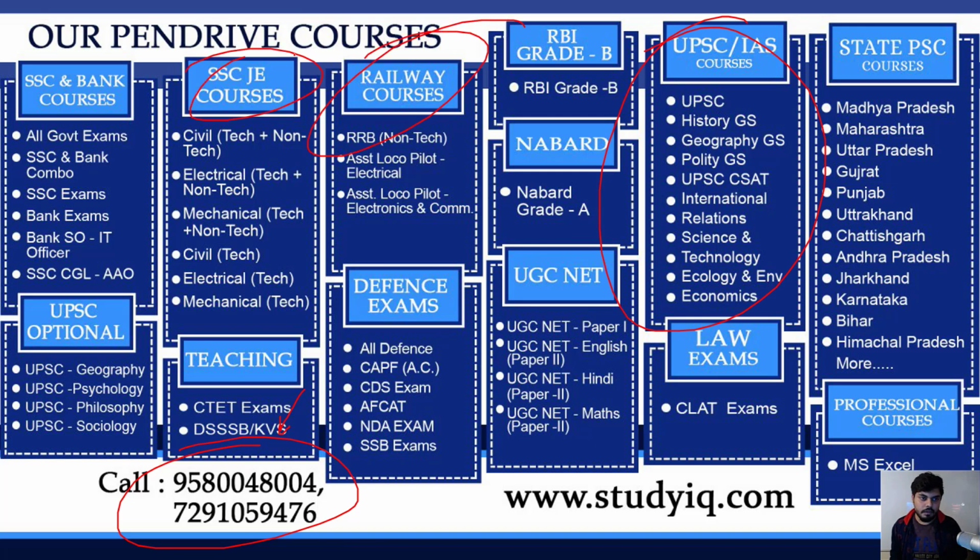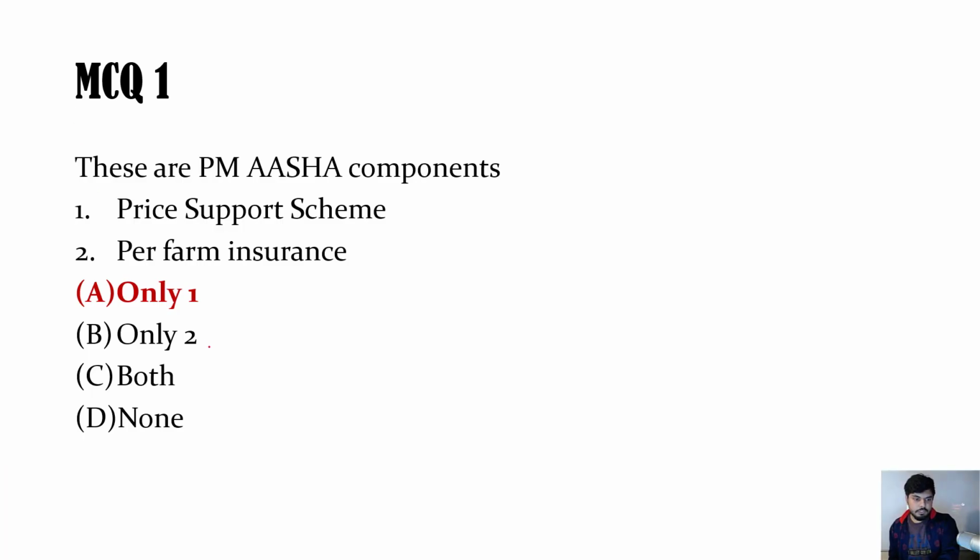Now, the MCQ that I gave you yesterday: PM Asha has a price support scheme, but it does not have any kind of insurance component, so only one is the correct answer here. PM Asha is Annadata Aay Sarakshan Abhiyan.